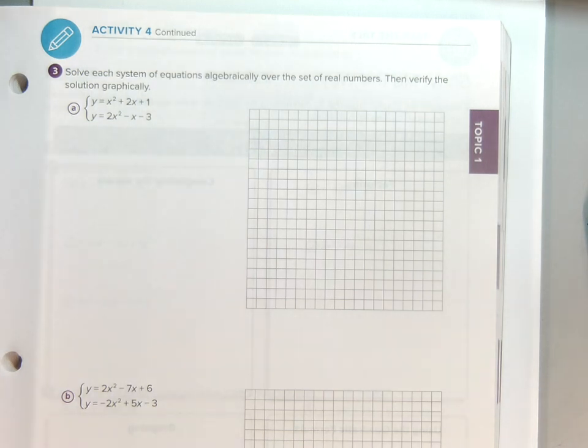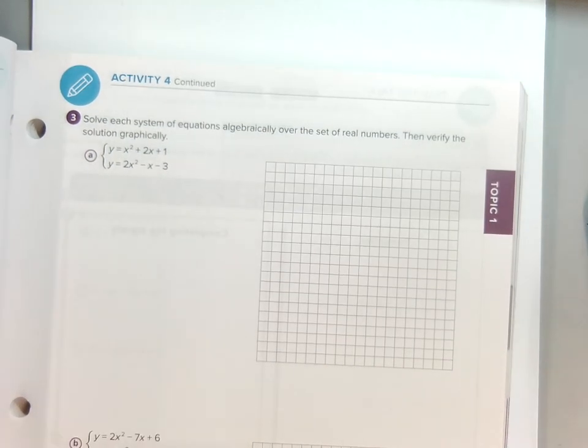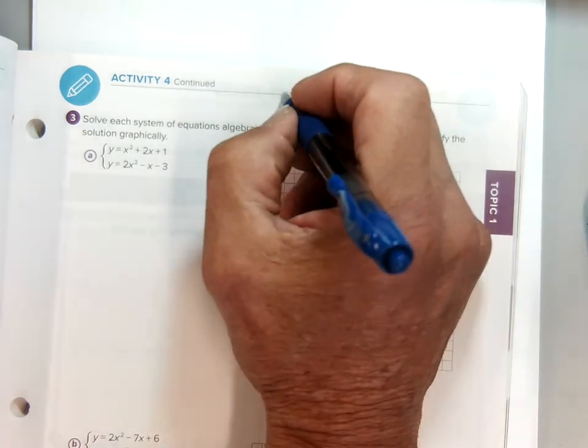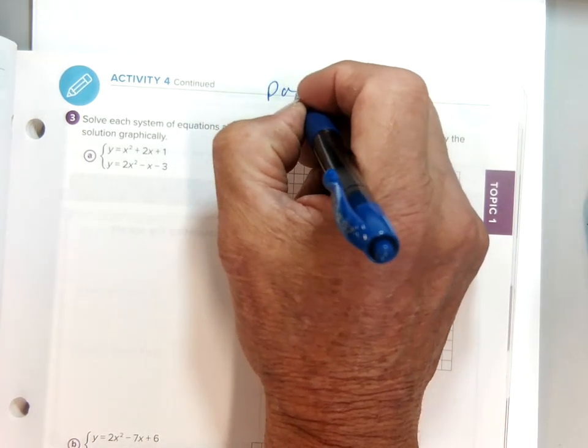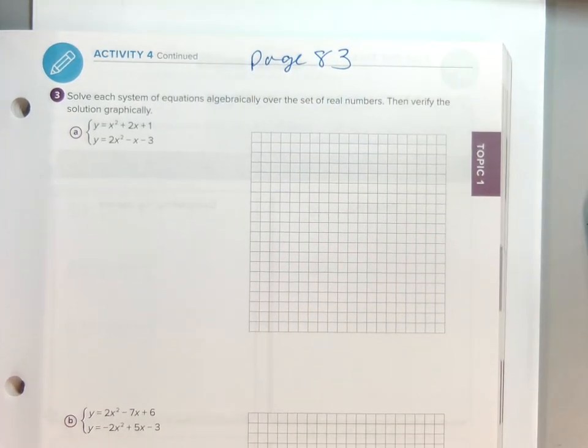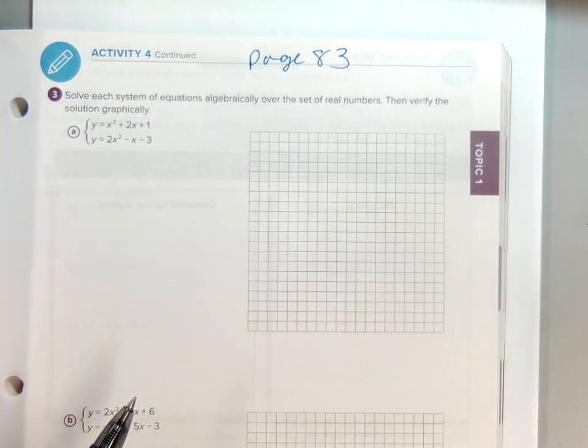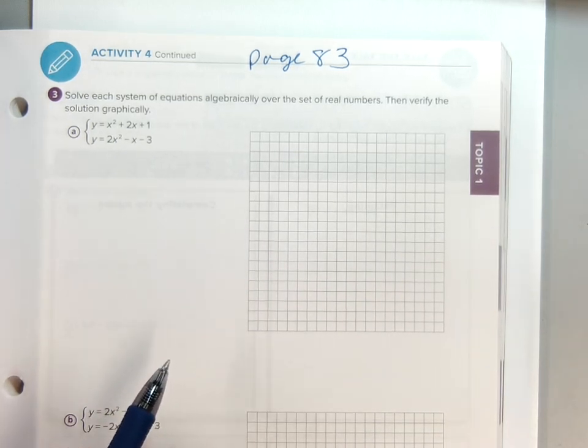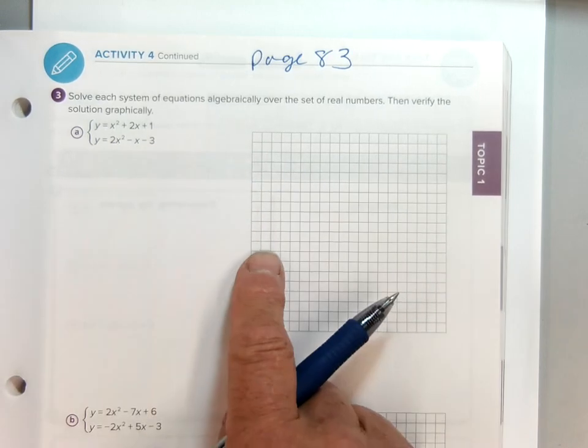Okay, everybody, so I'm on page 83. Page 83. So open your books, and if you need to, pause the video to wait, but you need to open your books to page 83, okay? Page 83. So when you get to page 83, it should look like this.